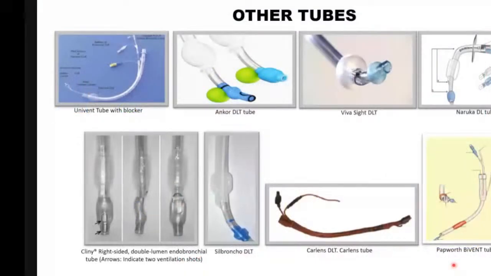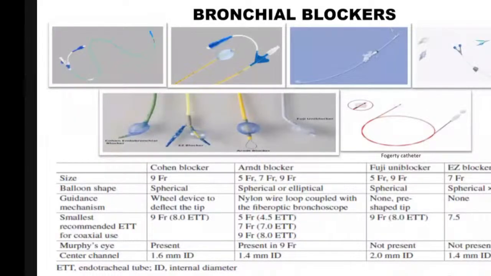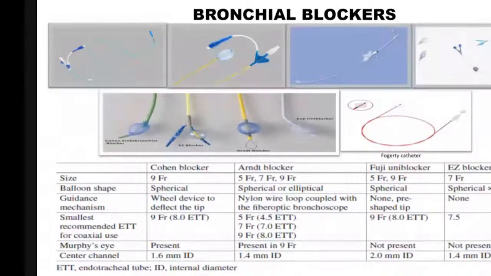The main types are Cohen, Arndt, and they differ mainly in size and carina. So some important practical points. ET tube size varies. Like Arndt allows use with a small 4.5 millimeter tube. Murphy eye is present in larger sizes of the Arndt tube but absent in Fuji and EZ. Central lumen size affects suctioning and CPAP ability. So selection of bronchial blockers depends on the ET tube size for lung isolation.